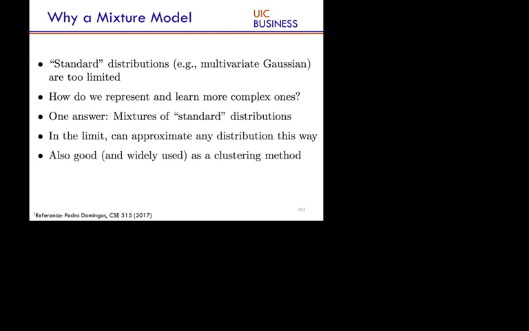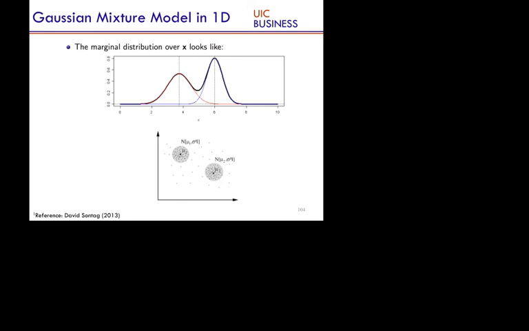Why a mixture model? Because standard distributions are too limited, and so you want to represent more complex distributions. One answer is to use a mixture of standard distributions, and standard distributions can be the Gaussian or something else. And it's also a clustering method. Okay. So what does it look like?